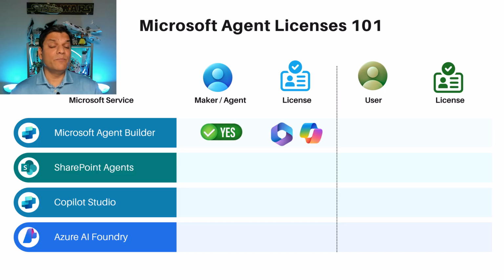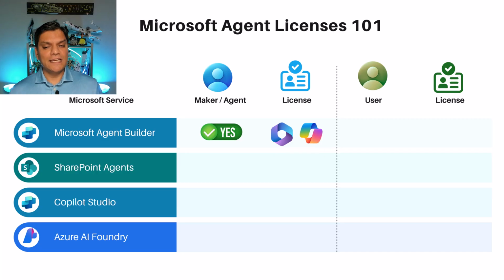Now, as far as the maker goes, yes, the maker does require a license, and it is both of these. The icon on the left is your general Microsoft 365 license, and that could be your enterprise license or even your business license. But in addition to that, you also need a Microsoft 365 Copilot license. So it is not one or the other, it is both. You need both of these licenses specifically for the maker who is building the agent.